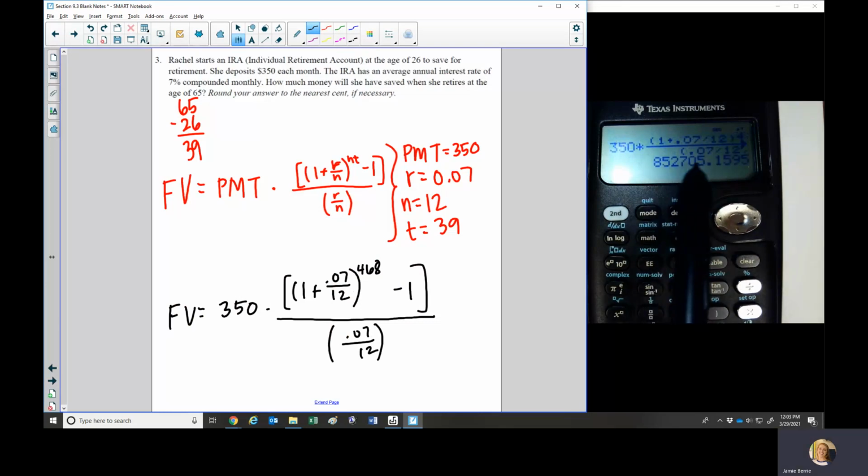And there we go. That's how much Rachel's going to have saved after 39 years. She's going to have $852,705.16. And that's all from just depositing $350 a month in this IRA.